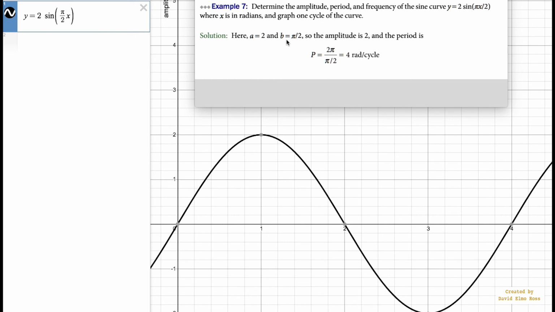And b is equal to pi by 2. This was what we can see here. So the amplitude is 2 and the period is given by 2 pi radians over pi by 2, which works out to 4 radians per cycle. So every cycle will have 4 radians, as we can see here.